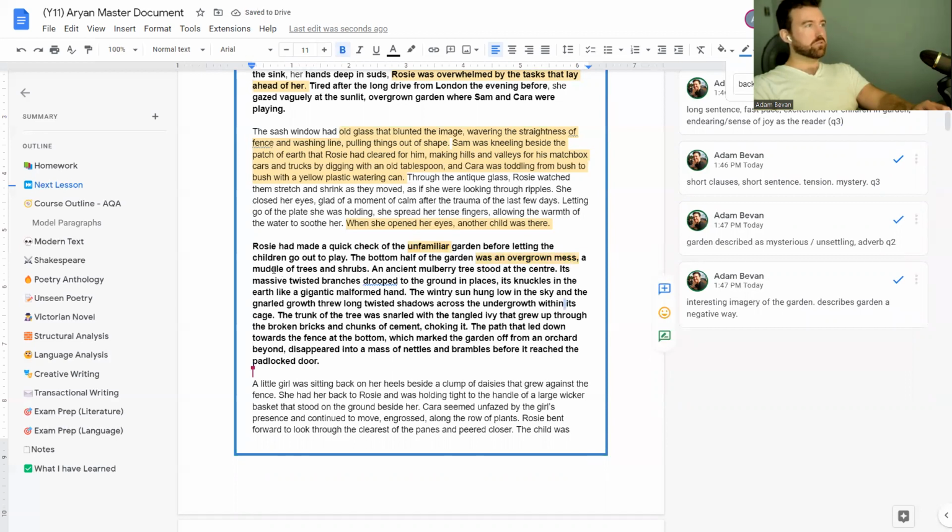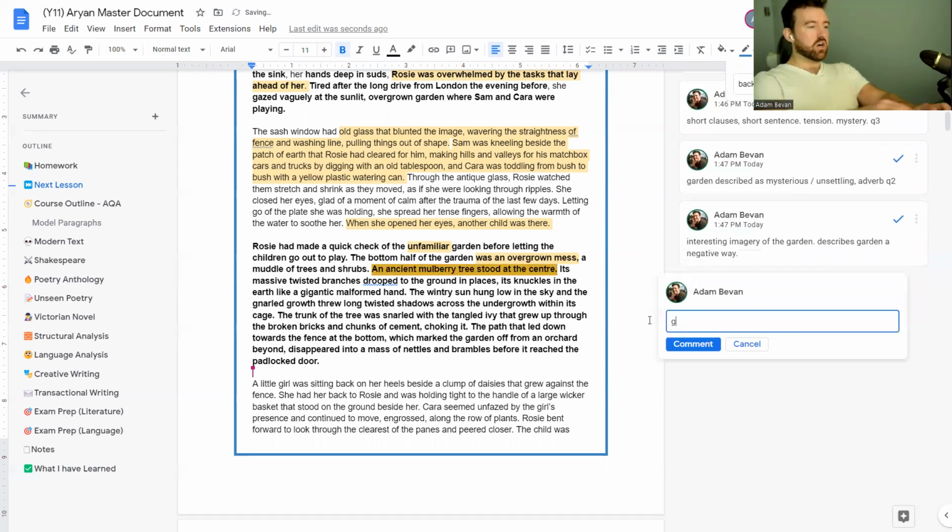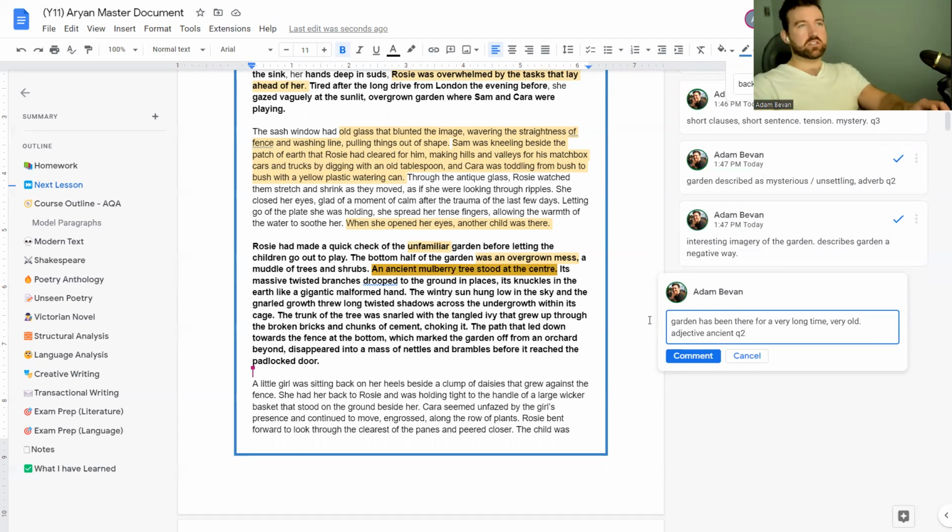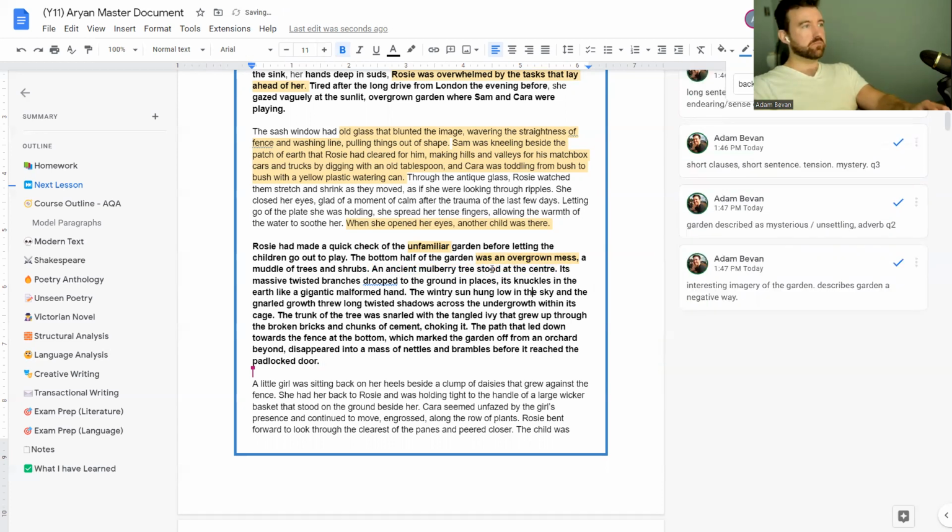A muddle of trees and shrubs. An ancient mulberry tree stood at the center. So the word ancient has connotations of something that's obviously very, very well established. The garden has been there for a very long time, very old. That's the adjective ancient. That's question 2. Well, all of this is going to be question 2 from this section.